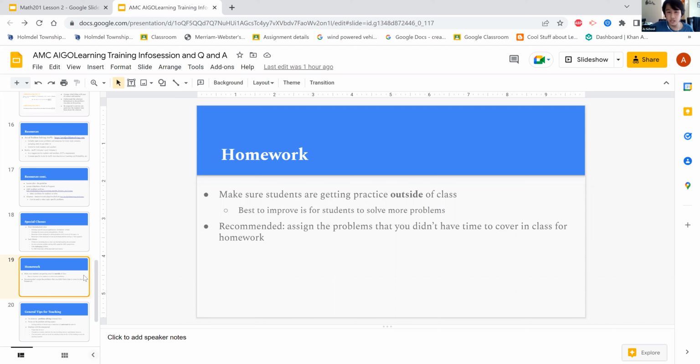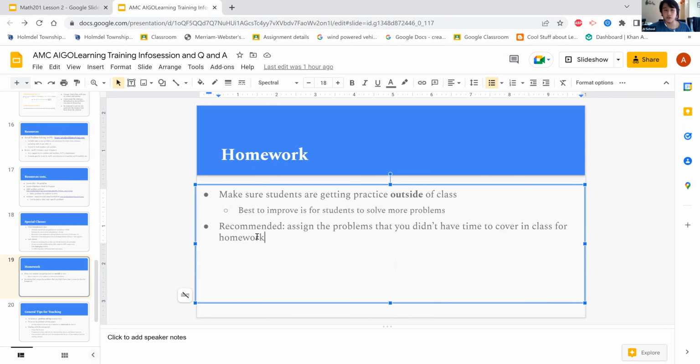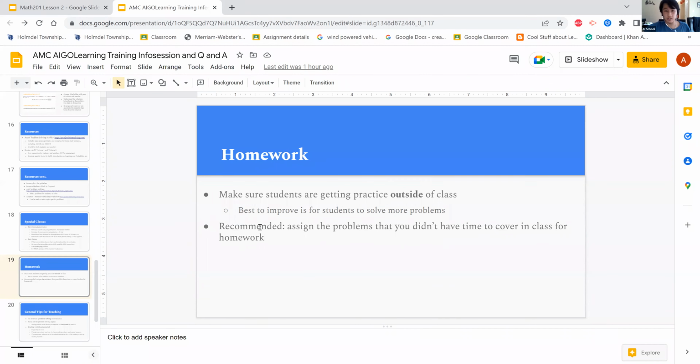And it is recommended to assign the problems that you didn't have time to cover in class for homework. For example, in the slideshow, you didn't get all the problems, so just take those problems, organize them and send them to your students. Obviously, this is just recommended. You can do whatever you want. For example, you can do something on AOPS related to their homework as well. This is just recommended. Mainly, just give them problems.